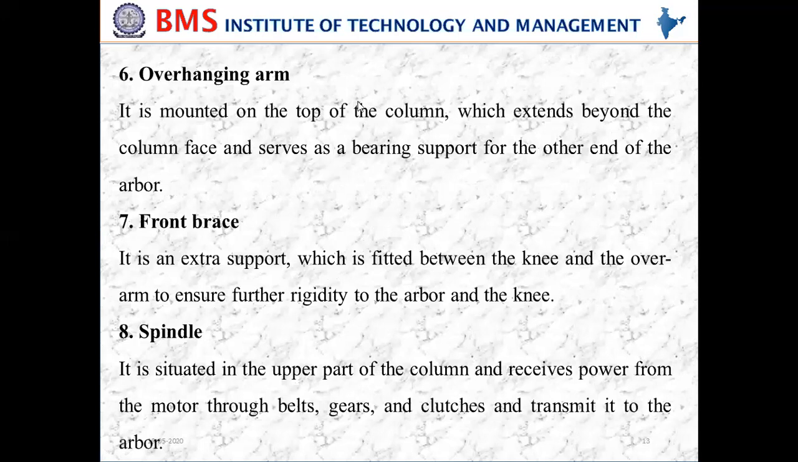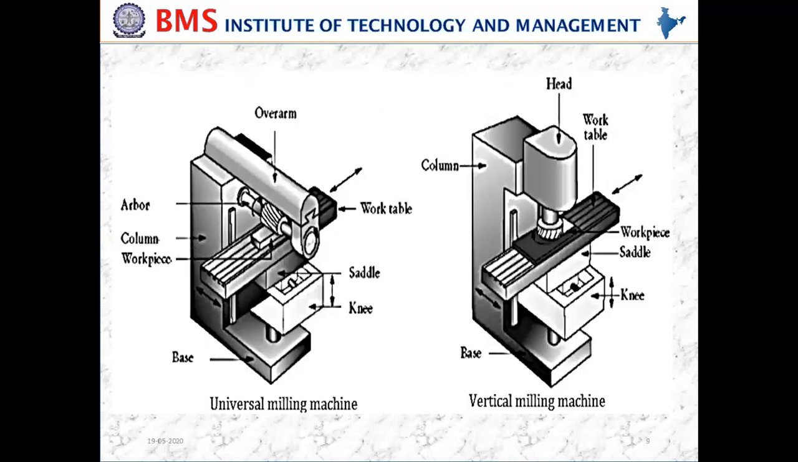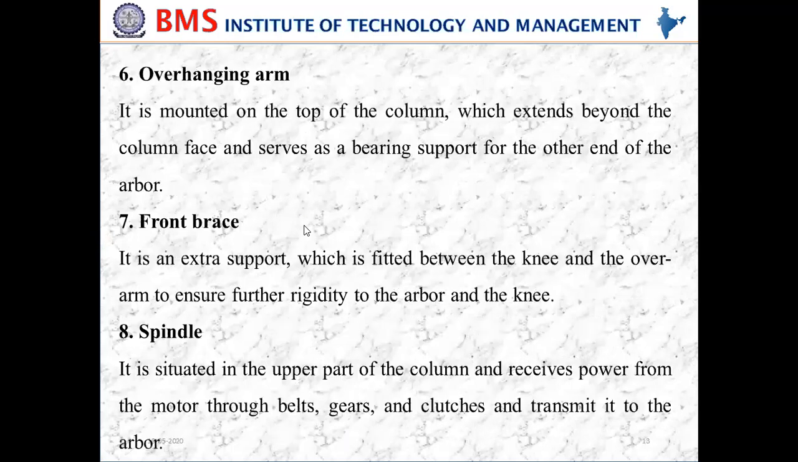And what is the overhanging arm? If you look at this figure, the overhanging arm is this one, which supports one end of the arbor. It is mounted on the top of the column and extends beyond the column face, serving as the bearing support for the other end of the arbor. And what is the front brace?